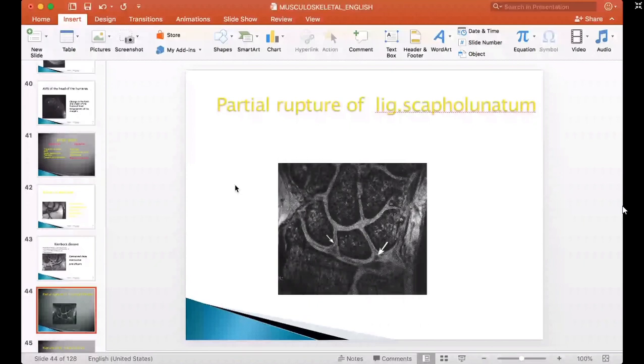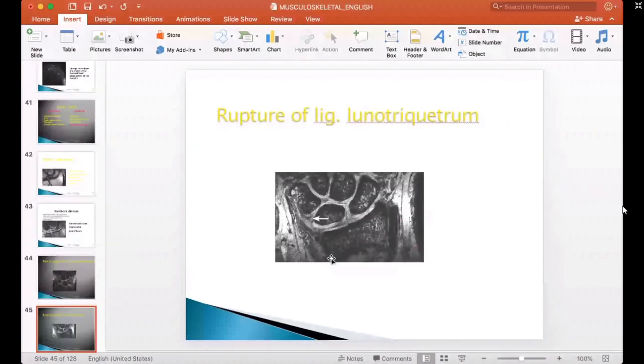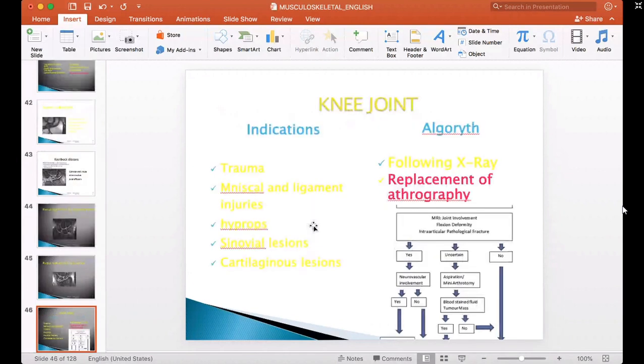And in partial rupture of the ligamentum scapholunatum, we will have this tear here in the ligament. Another example of rupture of the ligamentum lunotriquetrum between the lunate and the triquetral bone will appear with this low signal intensity tear in the ligament.